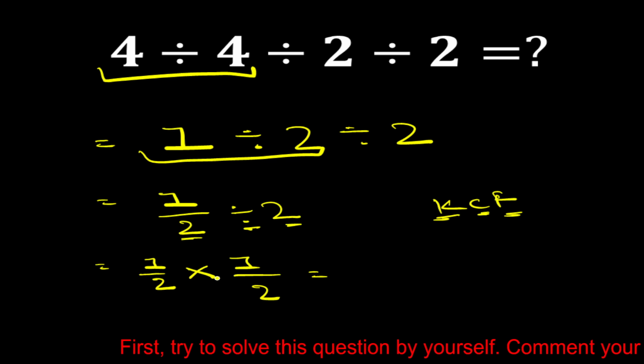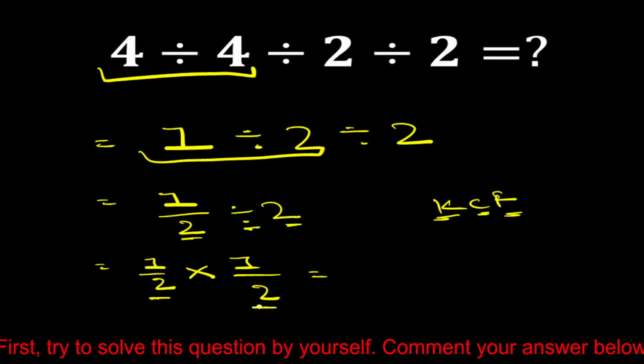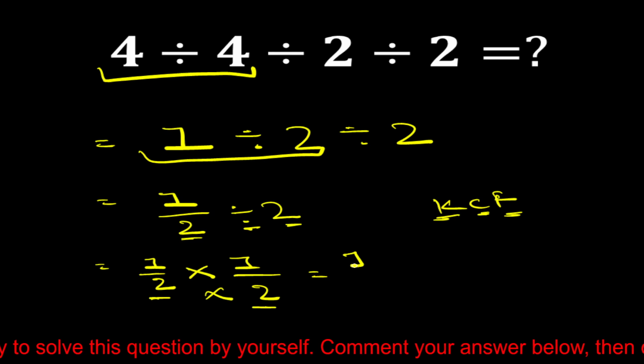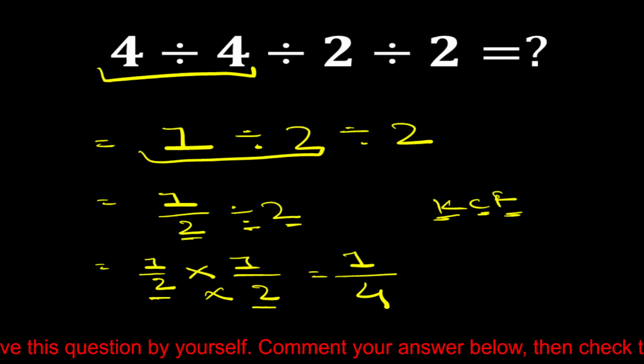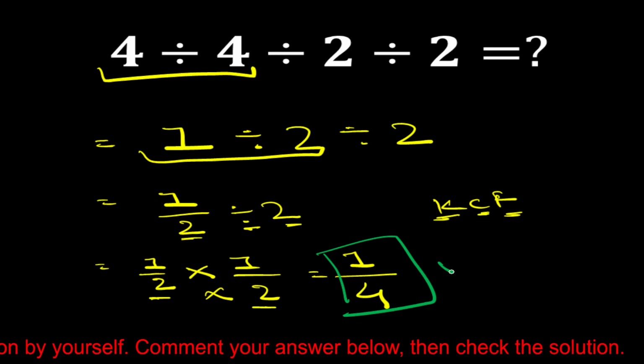2. Now 1 by 2 multiply 1 by 2, therefore 2 multiply 2 is equal to 4, so 1 by 4, this is our correct answer, okay? 1 by 4.